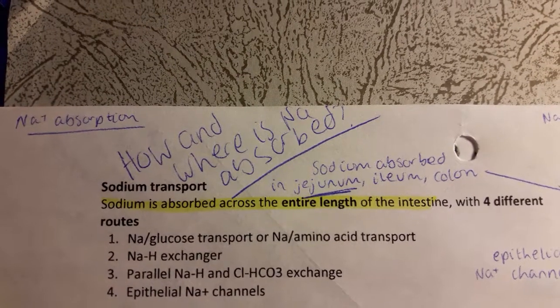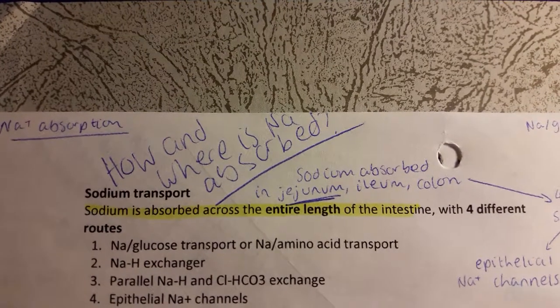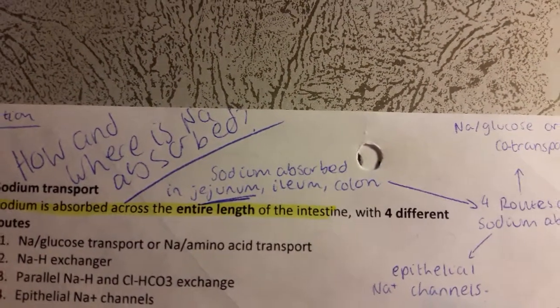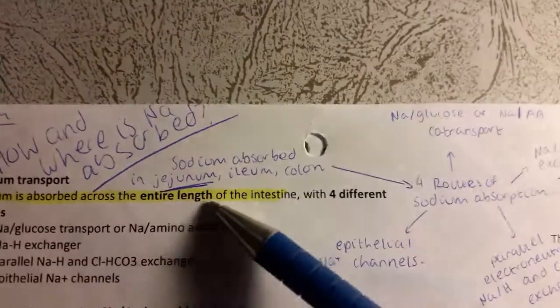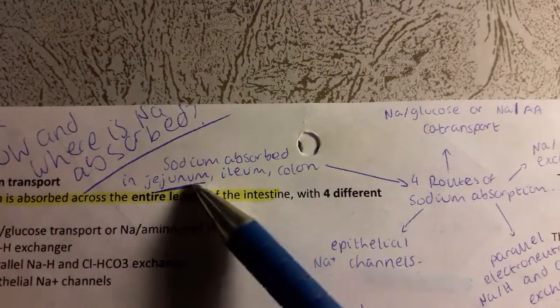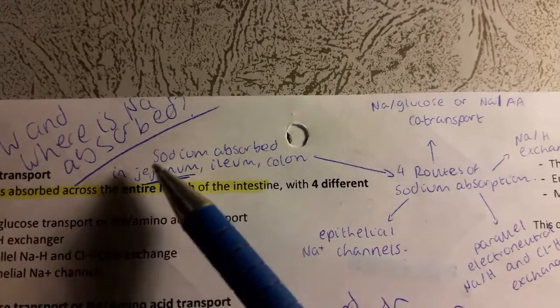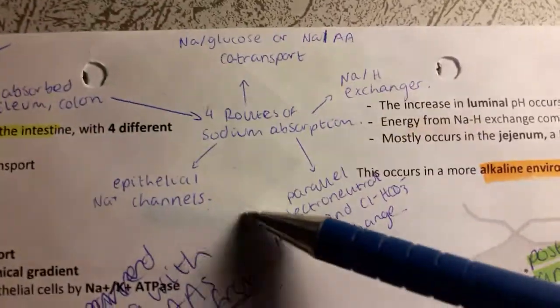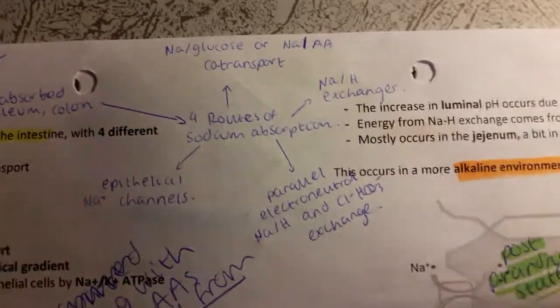First of all, looking at sodium absorption. How and where is sodium absorbed? Well, sodium is absorbed throughout the small intestine and large intestine. This is absorbed in the jejunum, ileum, and colon. However, jejunum is underlined here because it's mainly the jejunum, right? And how is it absorbed? Well, it's absorbed through four routes, okay?